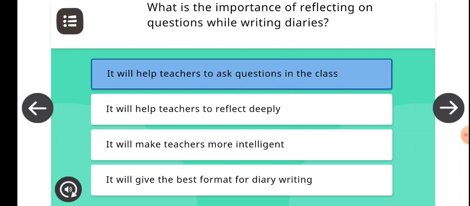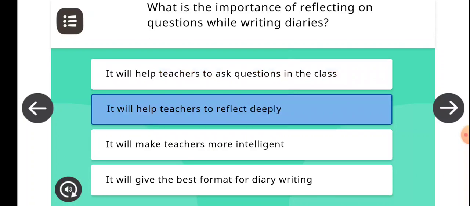It will help teachers to ask questions in the class. Are those reflecting questions useful to ask questions in the class? No. It will help teachers to reflect deeply. Yes, I think the questions which you get while you are writing a diary will make you reflect deeply. Those questions must be answerable. So in order to get the answers, you will think deeply, and finally you will get the answer and solution. So it will help teachers to reflect deeply is the right answer.